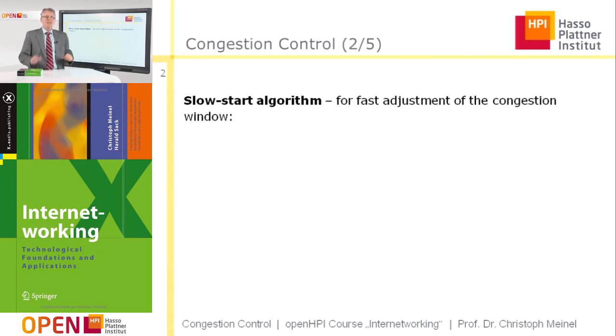The mechanism that's used by TCP to adapt the congestion window to the right situation in the network is the so-called slow start algorithm. The idea of the slow start algorithm is to find as fast as possible the right communication speed, the communication speed that adapts to the situation in the network, to find the right congestion window.